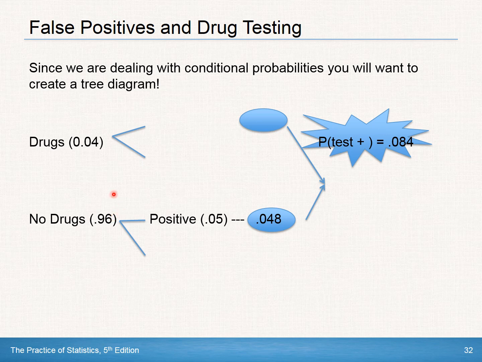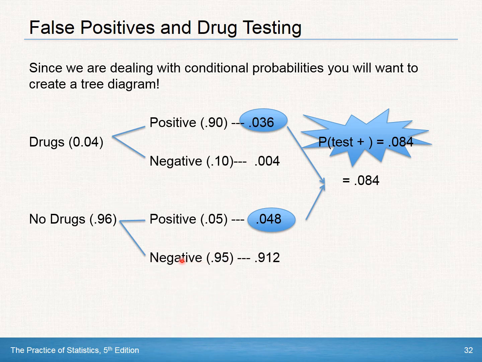We know that you get a false positive 5% of the time. What does that tell us? A false positive 5% of the time tells us that if I don't use drugs, it's going to turn up positive 5% of the time. So how can I fill in this branch down here? It's going to turn up negative 95% of the time when I don't use drugs. Okay, so that's this portion right here.